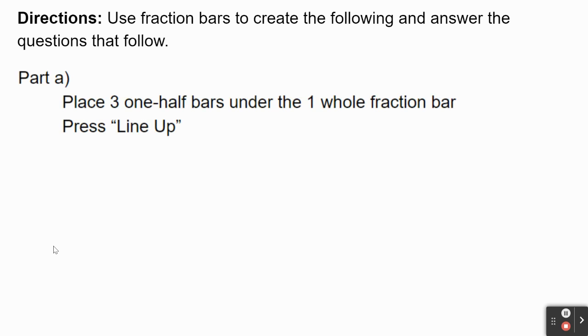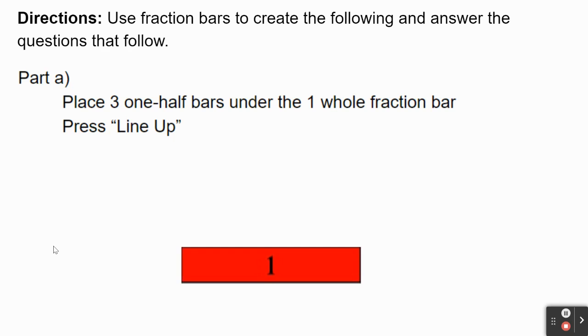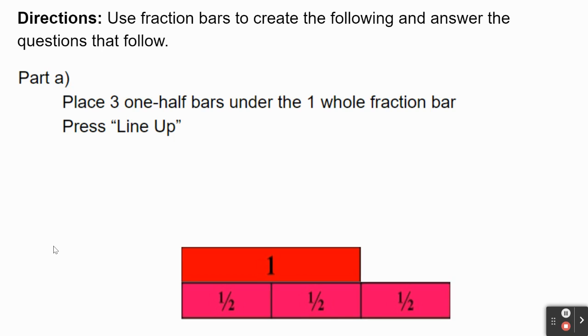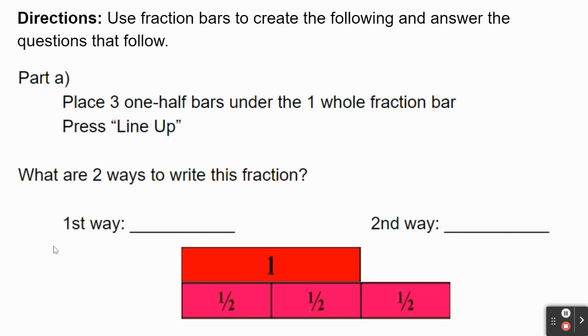So first we're going to place 3 1/2 bars underneath a 1 whole fraction bar. So here, this represents 1 whole. Under it, we are going to place 3 1/2 bars. So here's 1/2. Here's 2 1/2 bars, which is the same as 1 whole. And here's a third 1/2 fraction bar. We can write this in 2 different ways.